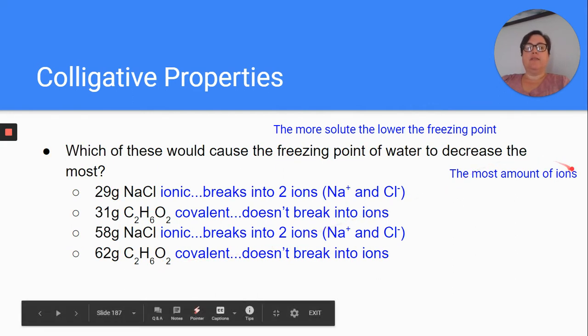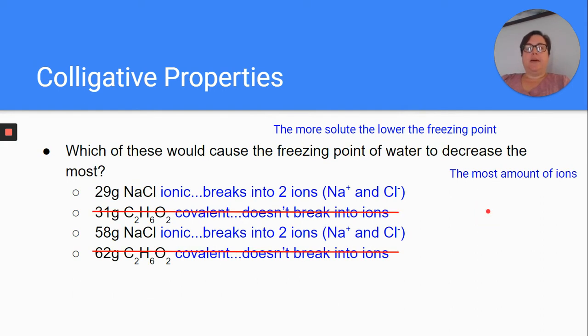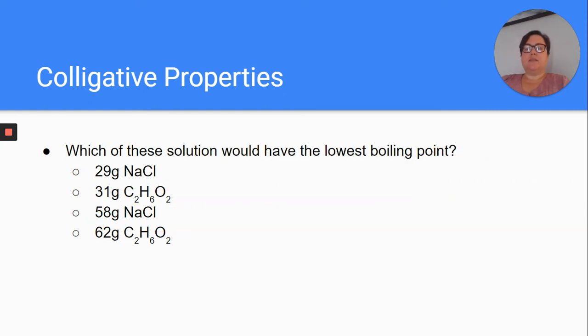Since I'm looking for the most amount of ions, I can go ahead and get rid of the 2 covalents. Then I'm just looking at my ionic. I want the most ions. So it's going to be the 58 grams of sodium chloride that decreases it the most, because that has the most amount of ions. All right, one last question.